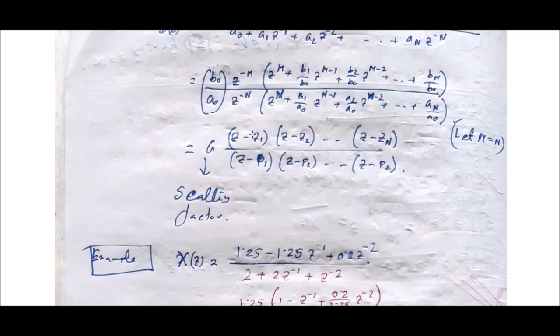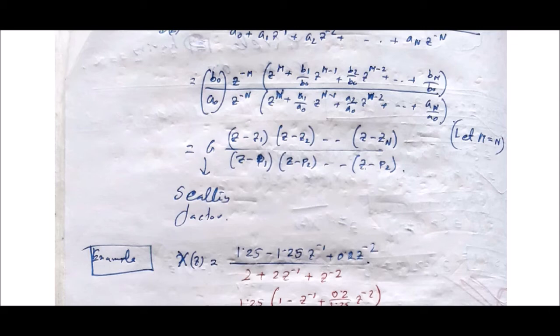Now remember the roots z1, z2, z3 up to zn, all these n roots present in the numerator. If any of those roots, suppose z1 or z2 or z3 up to zn, becomes 0, then this entire thing will become 0. That's why these numerator roots are called the zeros. Remember, these are called the zeros.